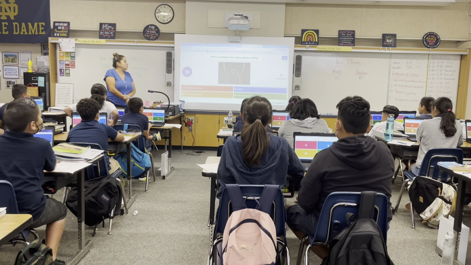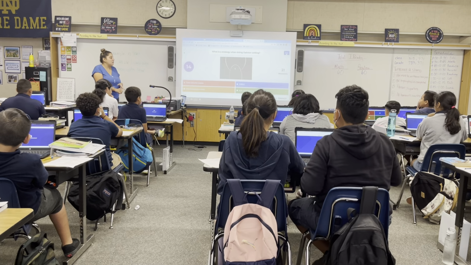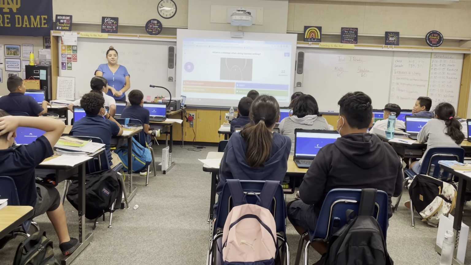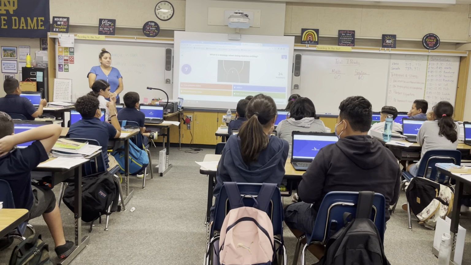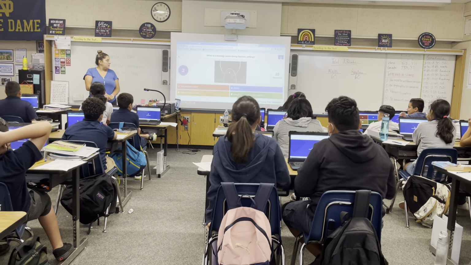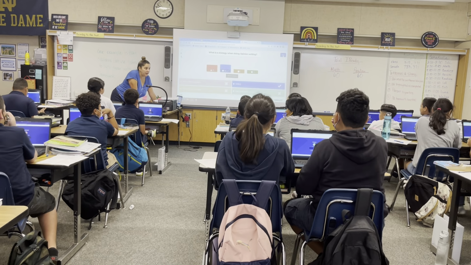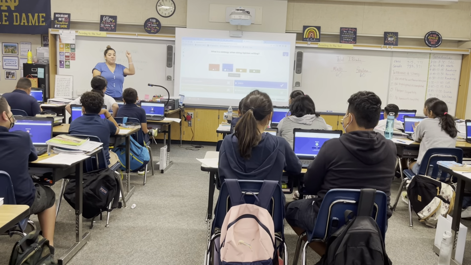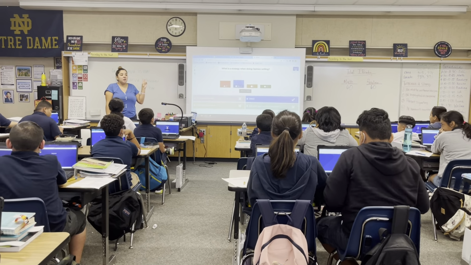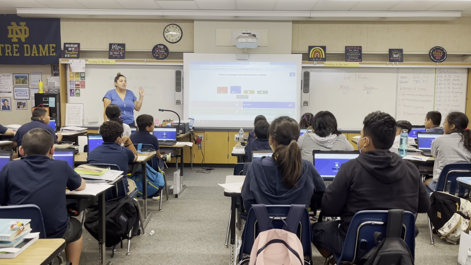What is a strategy when doing opinion writing? 2-column notes, 3-column notes, Oreo, ask your partner for an opinion. So Oreo, right? That's what we just learned, right? So what is it? O is for Opinion, R is for Reason, E is for Example, and O is for Opinion. Good.